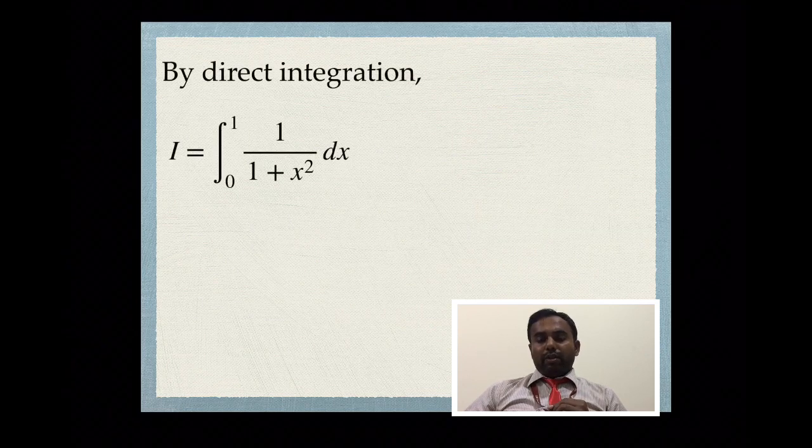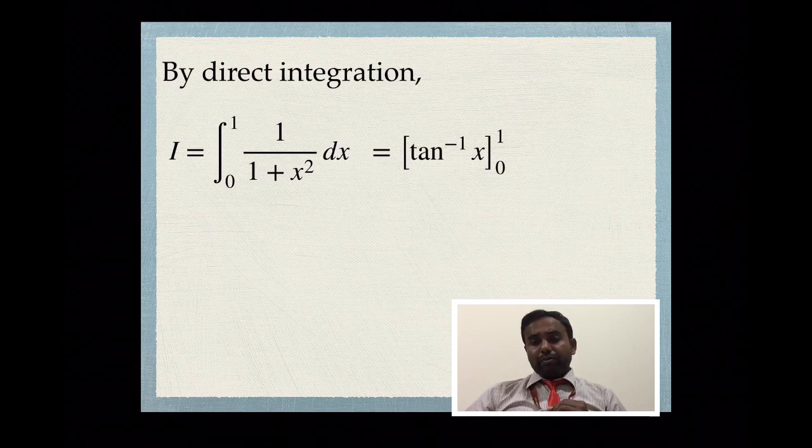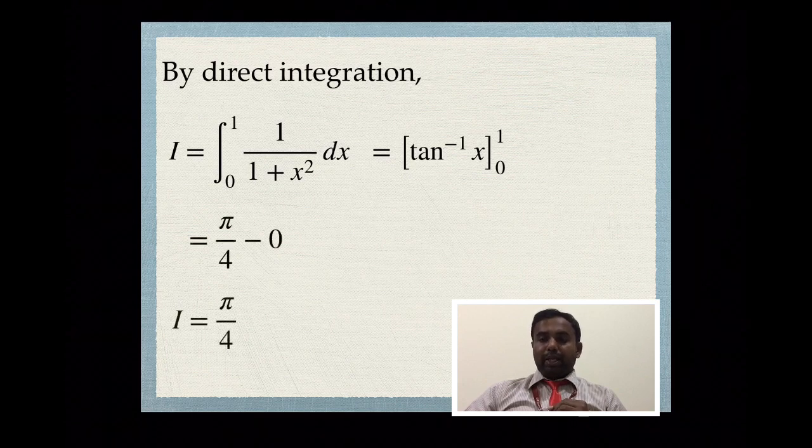As you know, by direct integration of 0 to 1 of 1 by 1 plus x square dx, we will be getting, of course, tan inverse of x within the limit 0 to 1. In the next stage, upper limit minus lower limit, I will be getting tan inverse of 1 minus tan inverse of 0, which is pi by 4 minus 0. Okay. So the integral value will be equal to pi by 4.